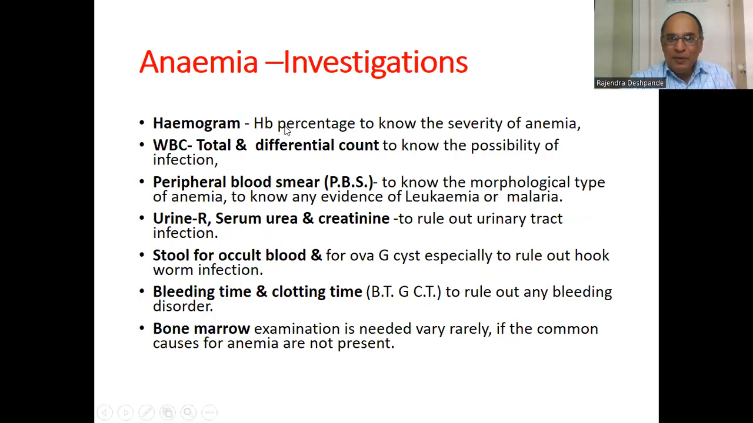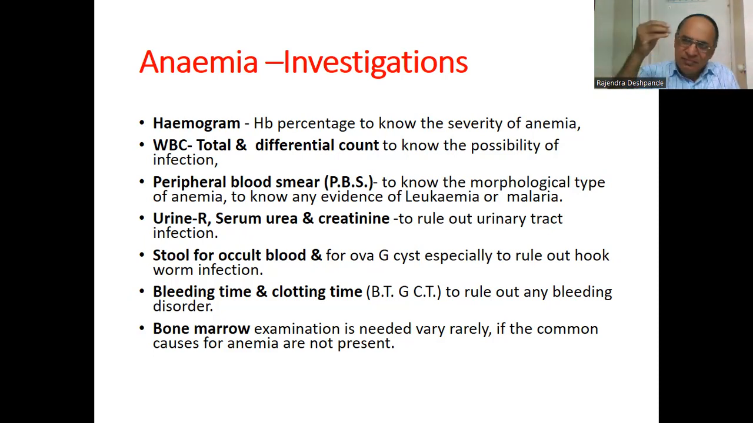Hemogram. Hemoglobin percentage to know the severity of anemia. Normal is 12 to 14 gram percent. If it is below 10, mild anemia. If it is below 7, moderate anemia. If it is less than 5 gram percent, oh my God, danger. Admit. Because if the hemoglobin is less than 5 gram percent, at any time cardiac arrest can happen. Yes, so be careful. If hemoglobin is less than 5, don't neglect it. First, get the patient admitted. Do all the investigations.